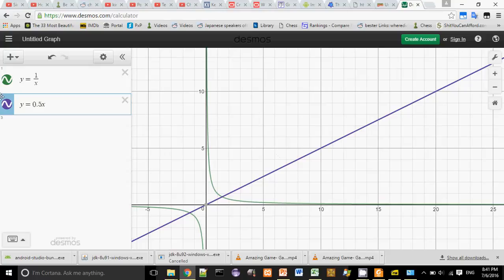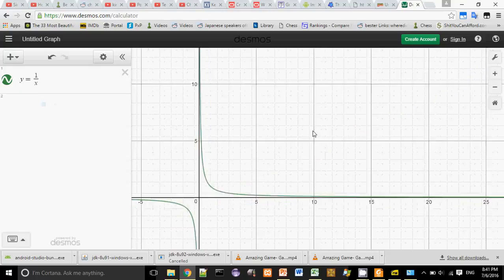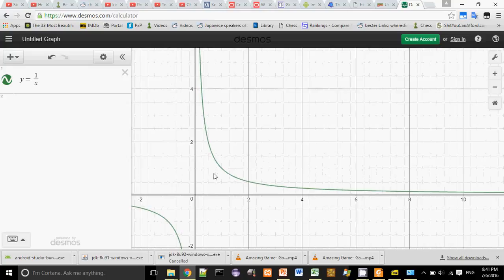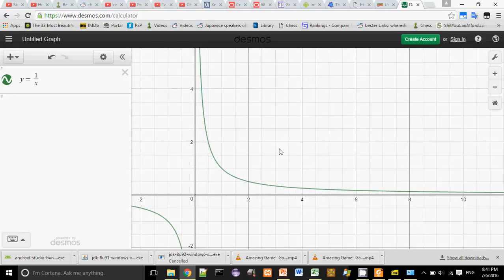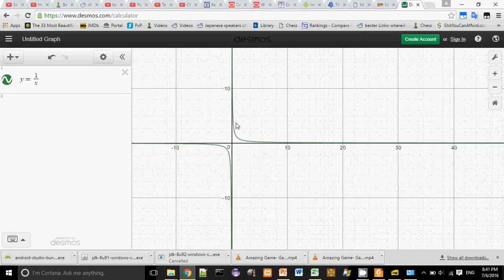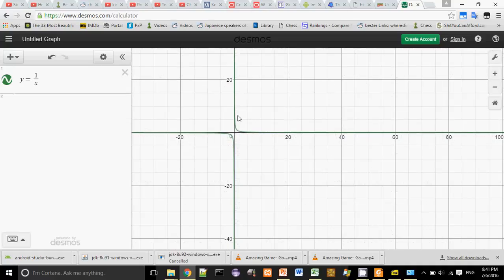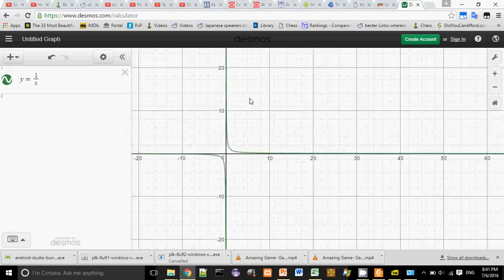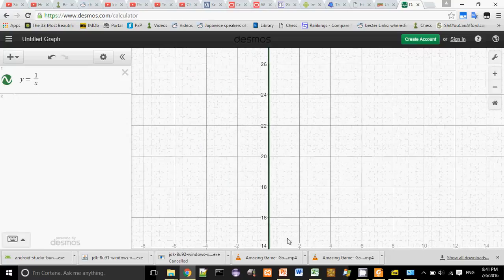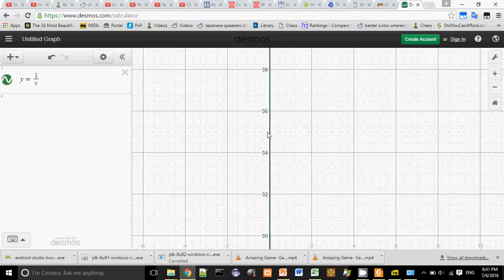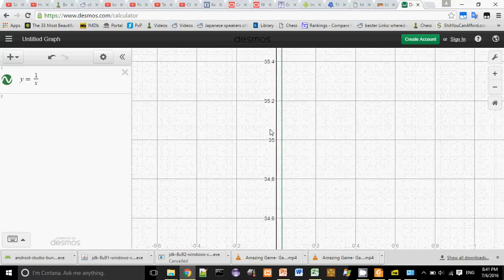That's direct proportion. But if we look at 1 over x, it means as x gets bigger, the value of y is getting smaller and smaller and smaller. And as x gets small, when x gets near 0, the value of y is actually very big. And in fact, this graph, technically, has an asymptote. It goes to infinity. It's like a limit. It never quite gets there. And you'll notice this line gets extremely close.